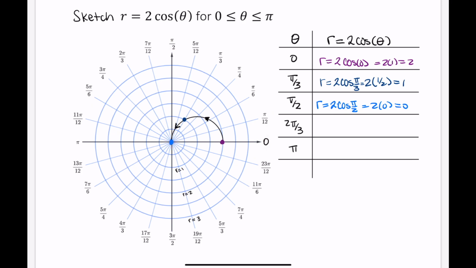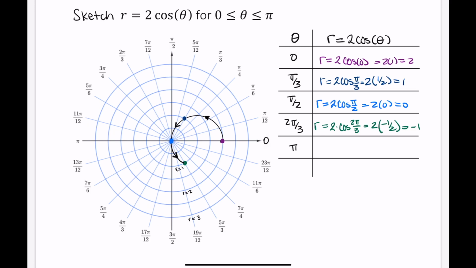2 pi over 3. So r is equal to 2 times cosine of 2 pi over 3. That's 2 times negative 1/2. That equals negative 1. So let's find that angle here. 2 pi over 3 is here. And this would be a radius of 1 here. So r equals negative 1 is here on the opposite side. So this is r equals negative 1, and this is where you want to put your point, right here. Okay, and let's continue connecting this now.